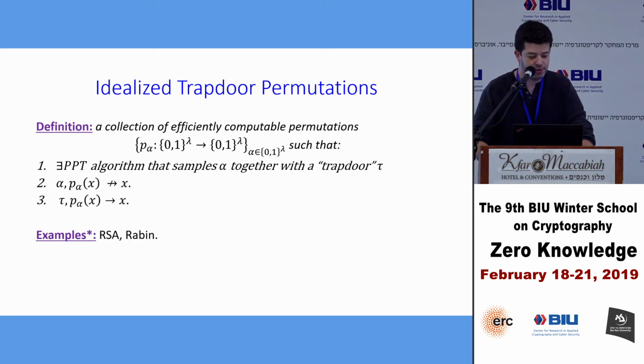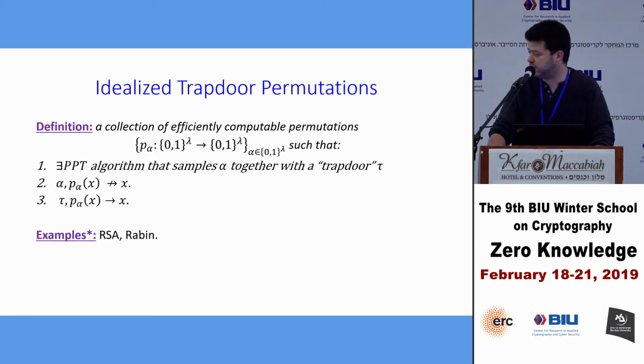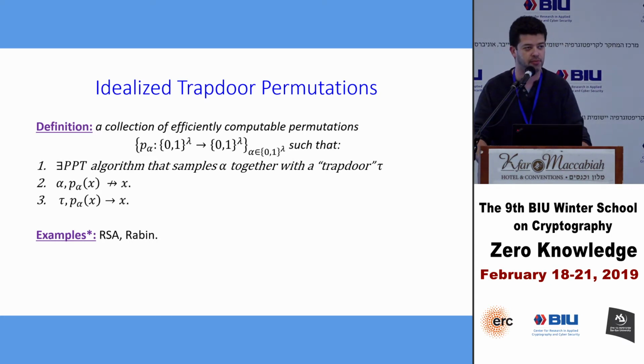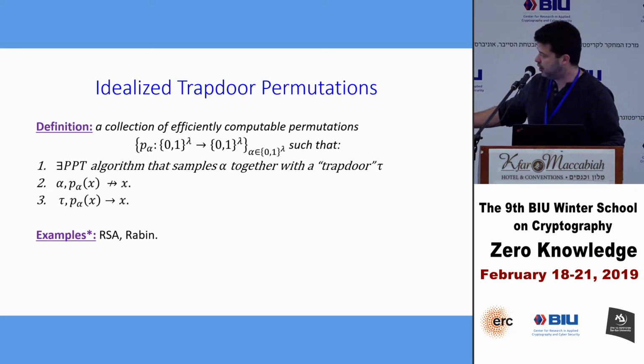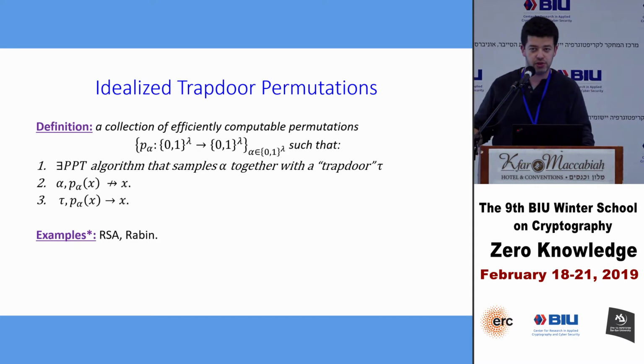Okay, so examples for this, we don't have many, essentially two. One is the famous RSA function, and another almost as famous is the Rabin collection, which is just squaring mod a product of two primes. The reason that it has a star here is, as I said, they don't satisfy the idealized notion. They satisfy some relaxation of it, which turns out to be good enough for applications.